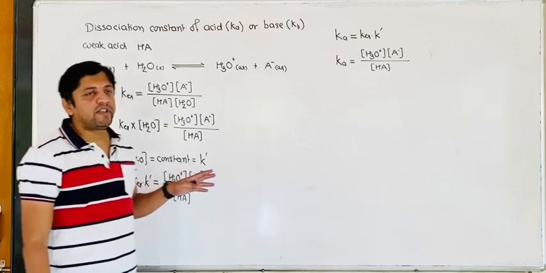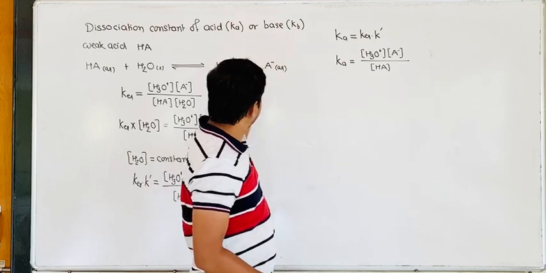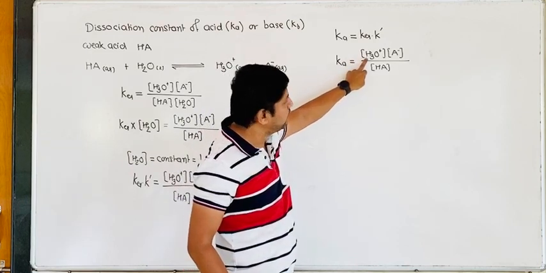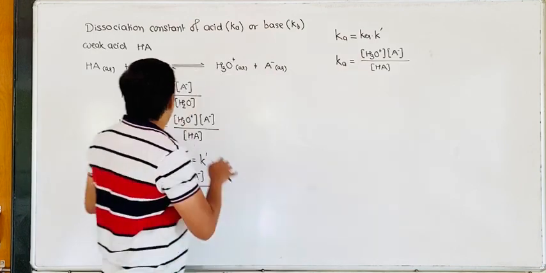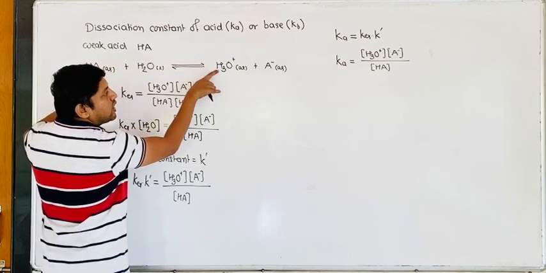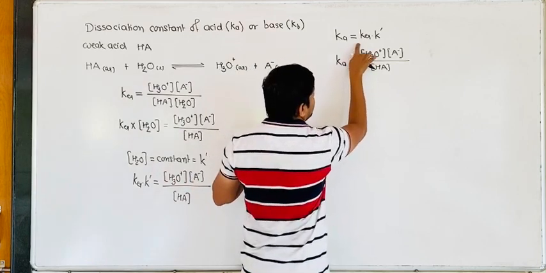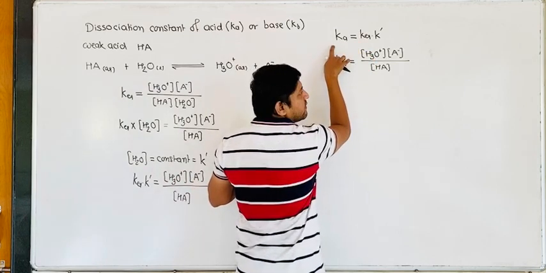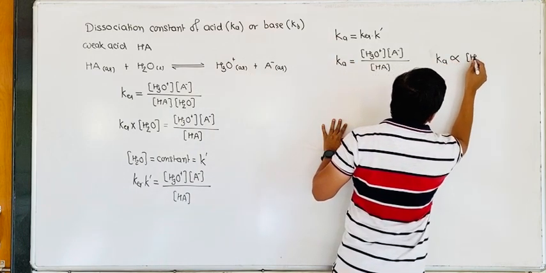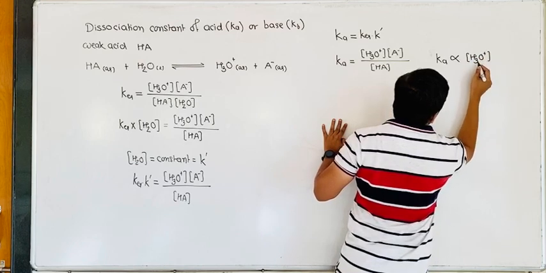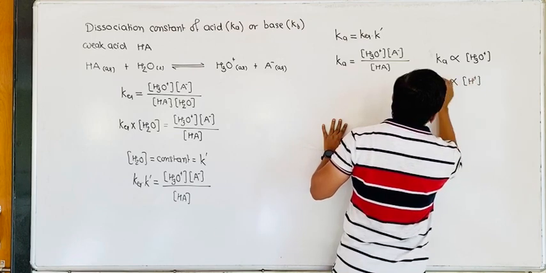Now this expression indicates that this constant Ka, which is the equilibrium constant for dissociation of acid, is directly proportional to the concentration of hydronium ion H3O plus ions. When the acid is stronger, the more H3O plus ions are present in the solution. As the concentration of H3O plus ions increases, the value of Ka also increases. It represents Ka is directly proportional to the concentration of H3O plus ions, or H plus ions.